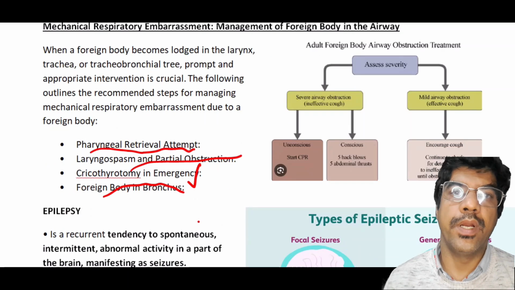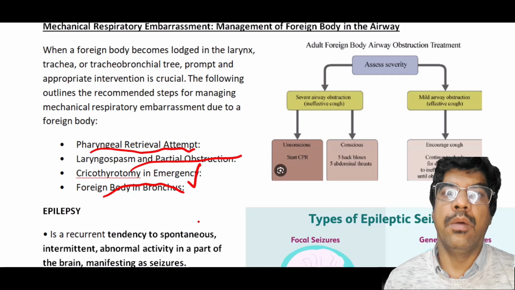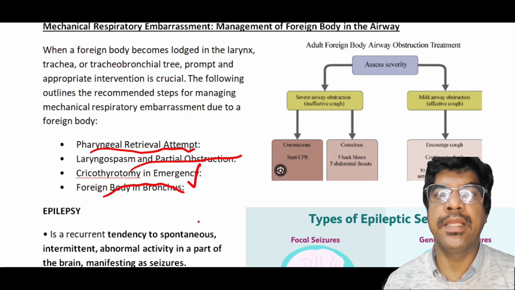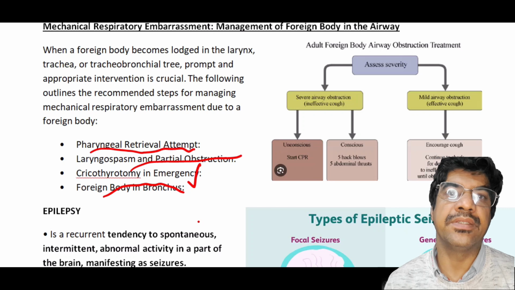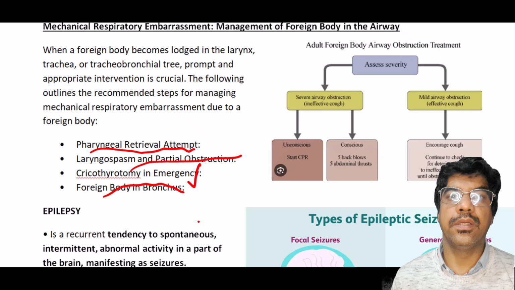The last is when the foreign body is in the bronchus. If the foreign body passes into the right or left main bronchus, severe coughing or bronchospasm may occur. Inform the patient of the situation and take them to the hospital for a chest X-ray to confirm the location of the foreign body.